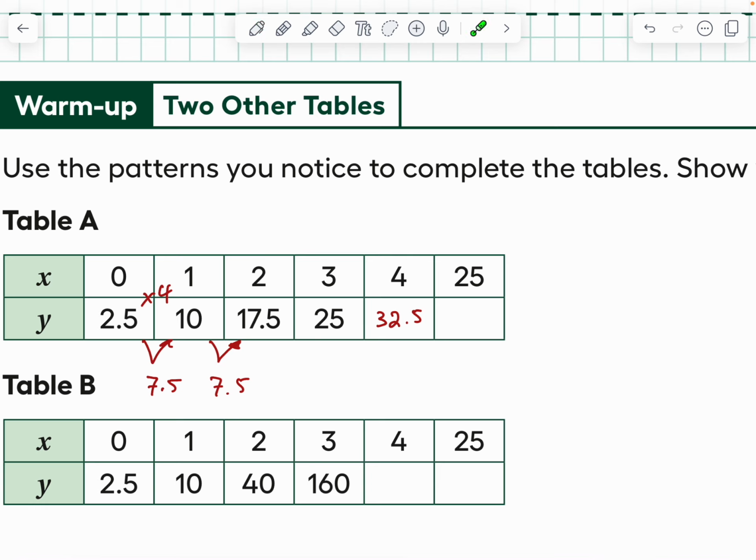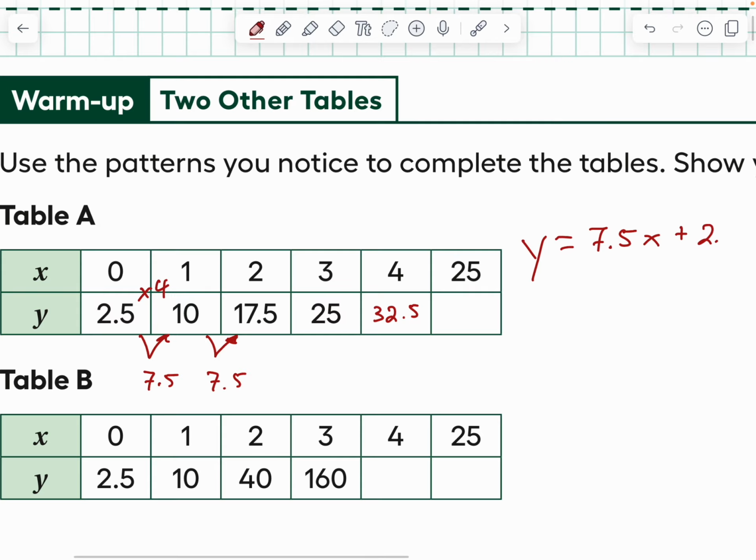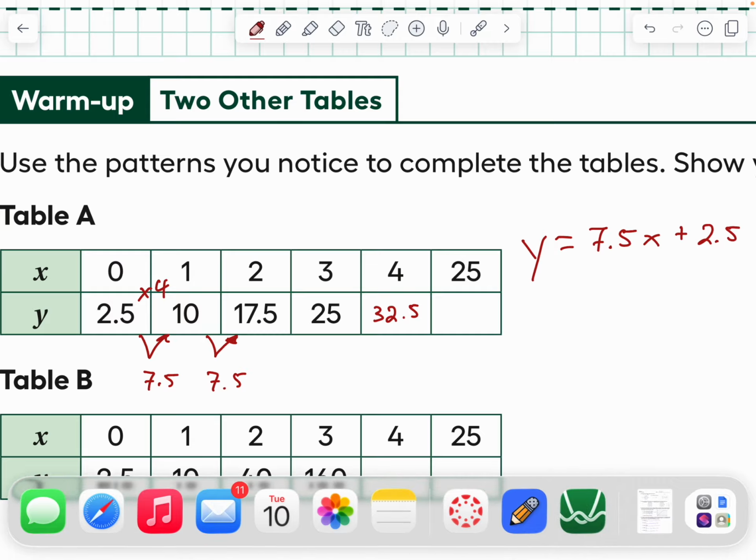Well, first of all, we know that the x value when it's 0, that is our y-intercept. So this would be a y-intercept of 2.5, and it goes up 7.5. So if we were to write this in linear form, it is 7.5x plus 2.5, because that's what we started with. Okay, so now we can type that into Desmos.